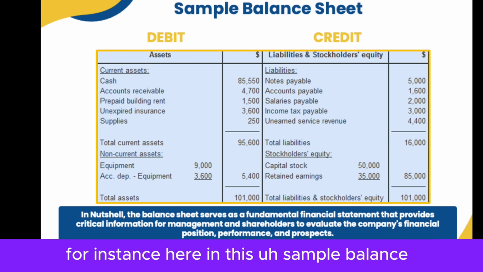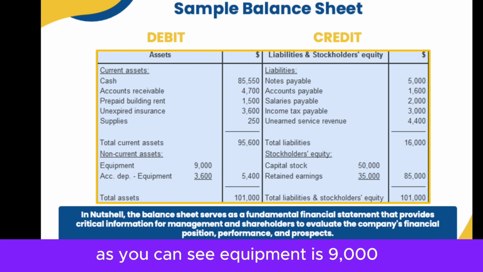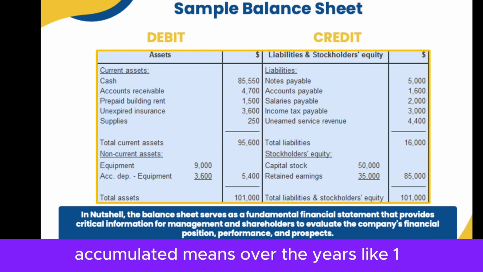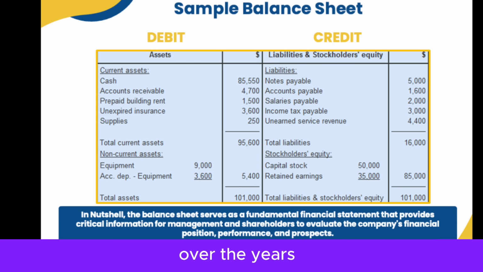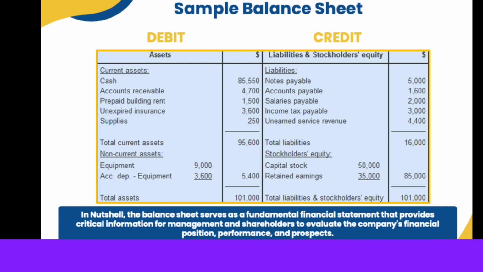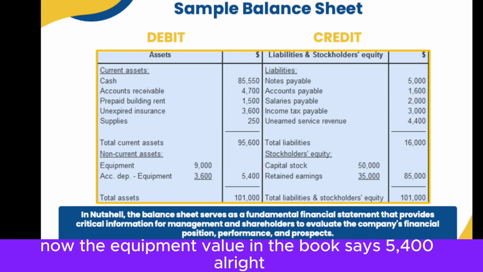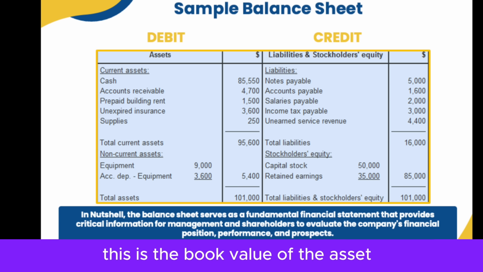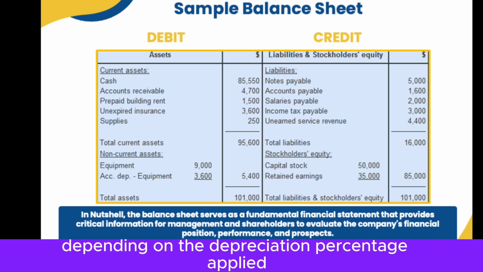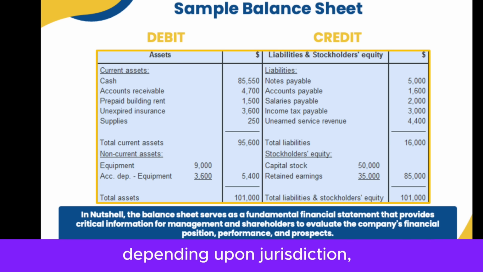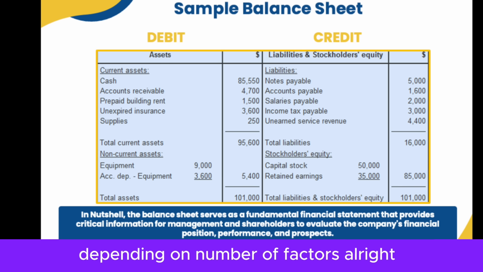For instance, here in this sample balance sheet, you can see equipment is 9,000. Accumulated depreciation. Accumulated means over the years, like 1, 2, 3, 4, 5. Over the years, the depreciation accounted for is 3,600. Now the equipment value in the books is 5,400. All right. Now there are several assumptions to it. This is the book value of the asset depending on the depreciation percentage applied. Some people apply 10%, some people apply 15%, depending upon the jurisdiction they are working in, depending upon the tax laws of the country, depending on a number of factors.